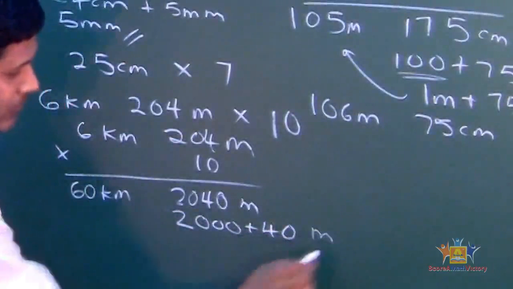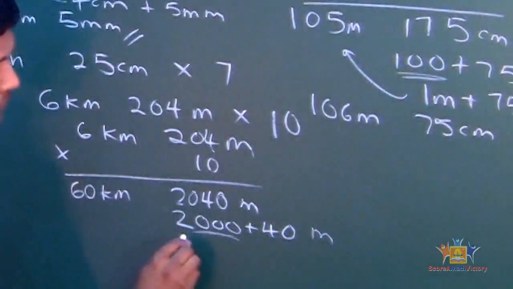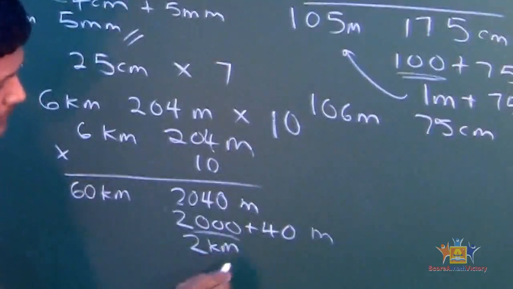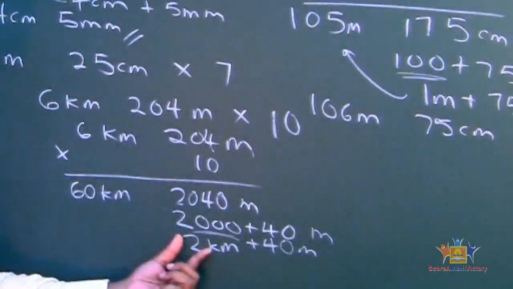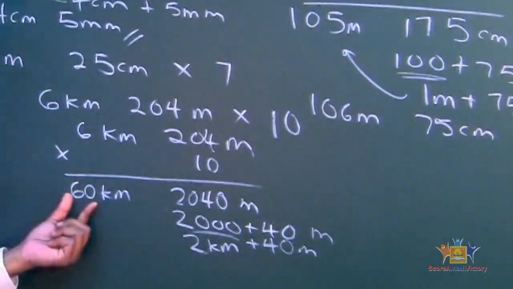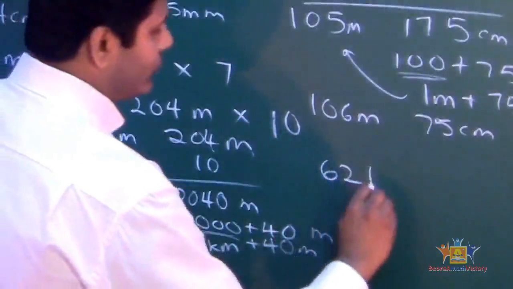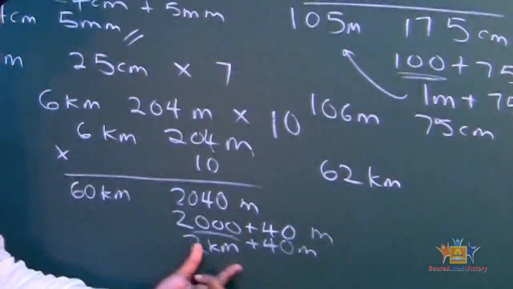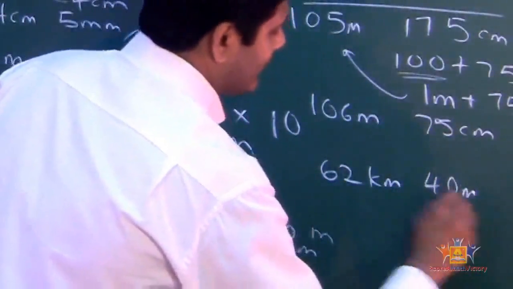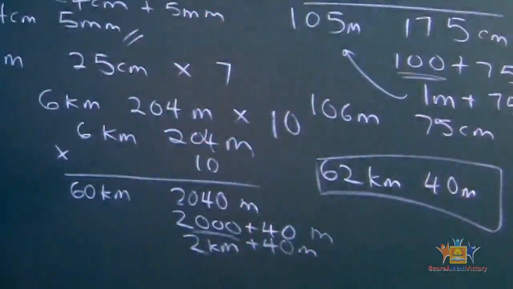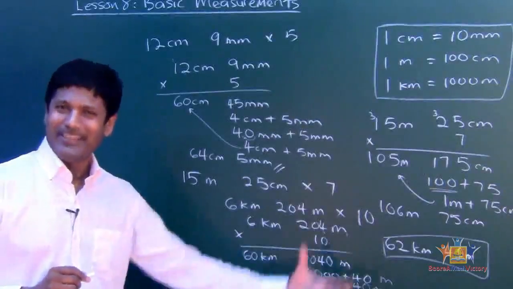Okay, so these are meters. All right, I know this one, it will be what? 2 kilometers, all right, plus 40. Okay, so that means I can take this 2 and add it to the 60, and that should give me 62 kilometers, and that's gone. What is left? 40 meters. That should be my final answer. See that? Pretty easy, isn't it?